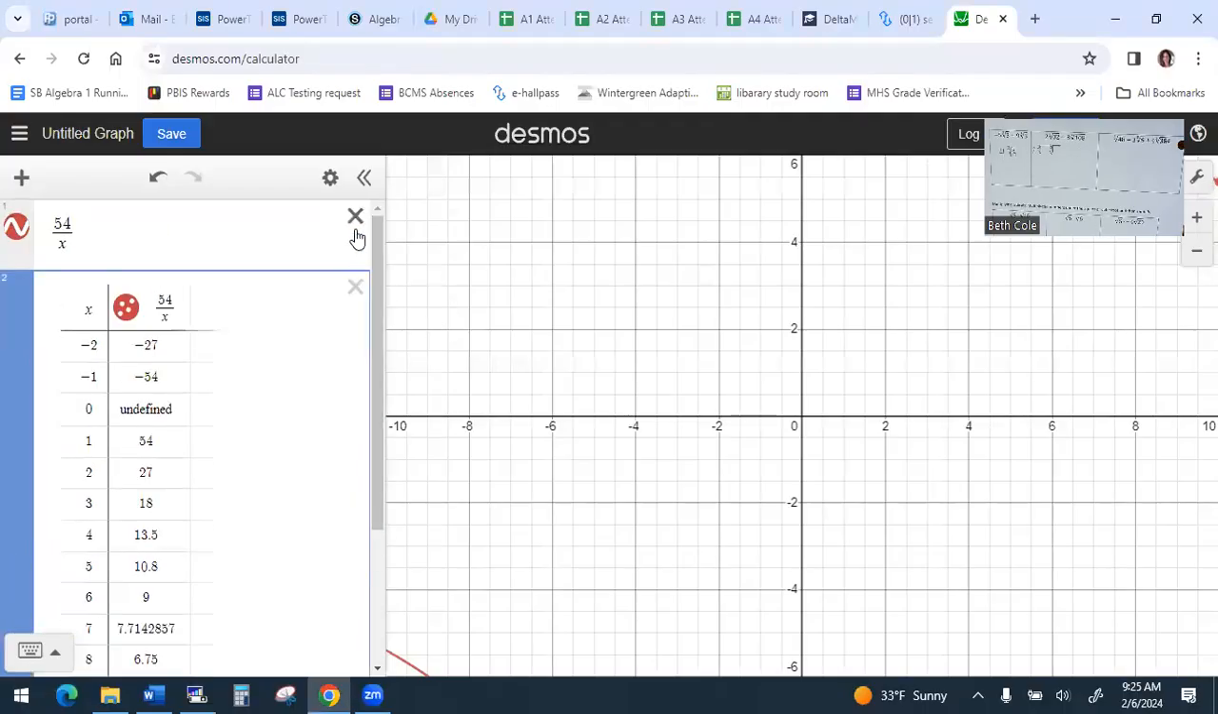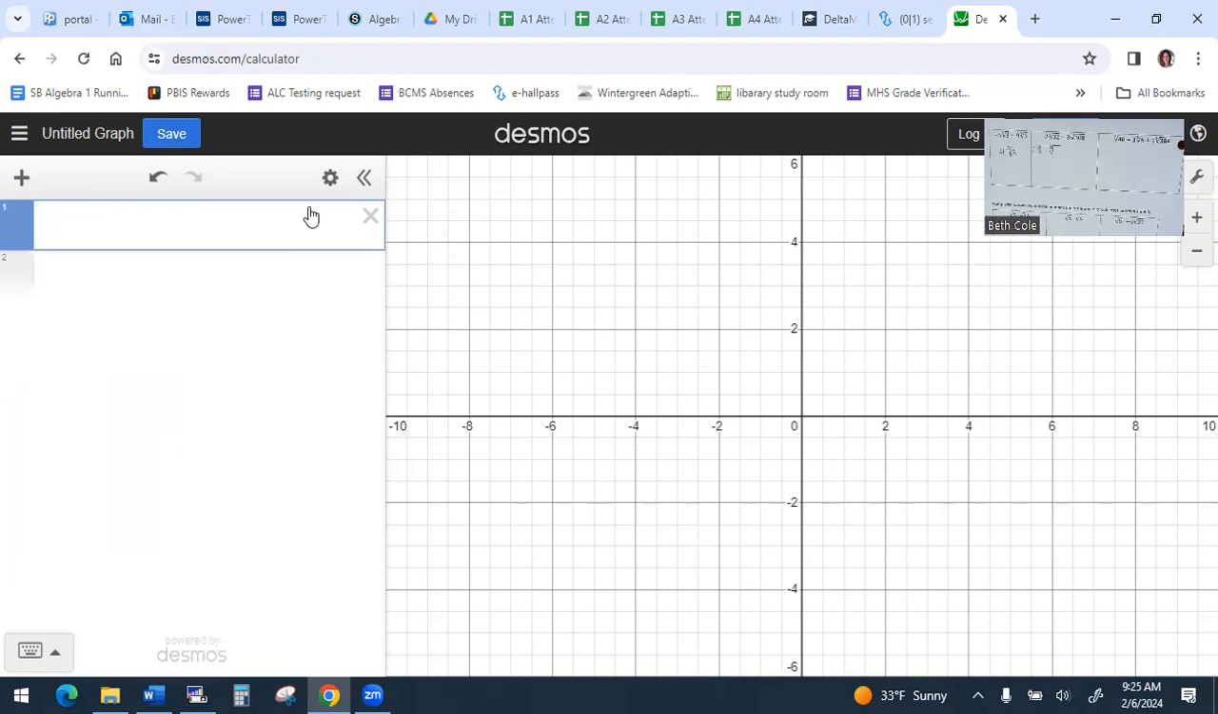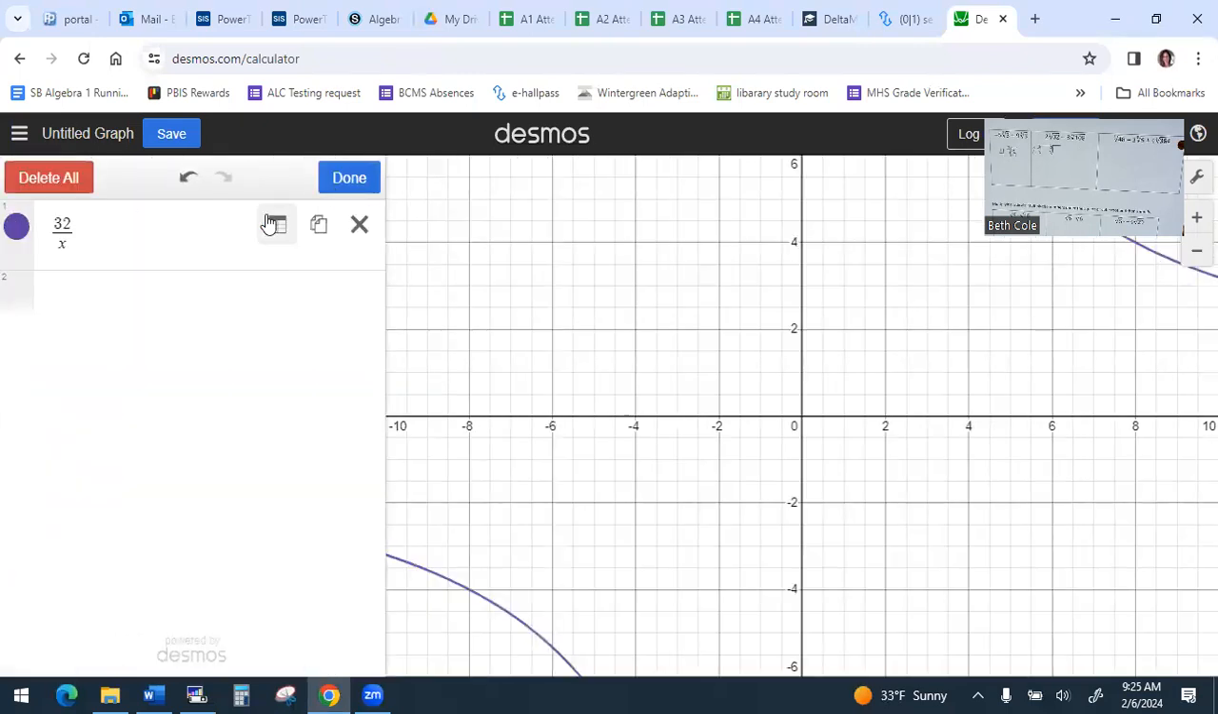Which list are we looking at now, though? Good, the cube, perfect. Oh, gosh, you're on top of this. All right, 32 over x. Oh, shoot, never done that before.